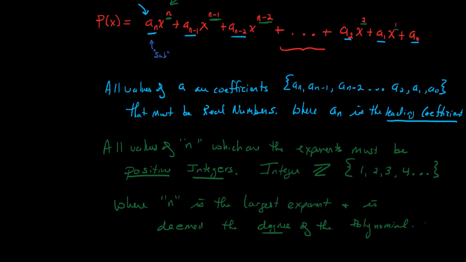So the largest exponent is considered the degree, and the coefficient of that largest exponent, which is this a of n, is called the leading coefficient. Well, that makes sense. That doesn't seem too difficult. So this is how we describe or define a polynomial.